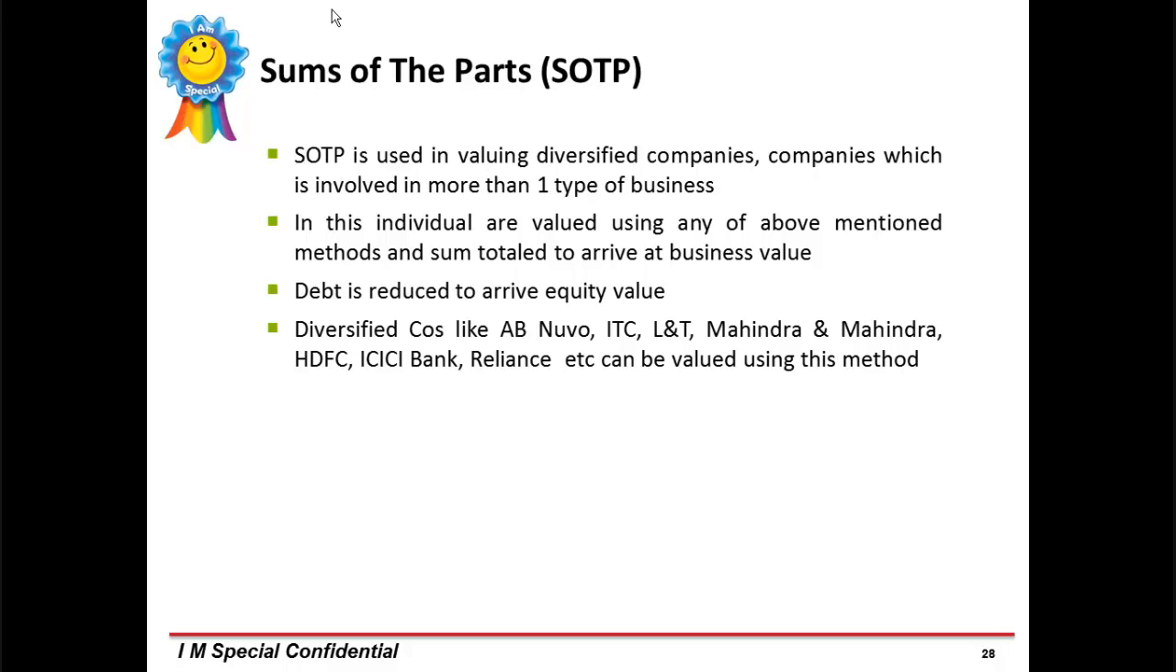Most diversified companies like Aditya Birla Nuvo, ITC, L&T, Mahindra and Mahindra Financial, HDFC, ICICI Bank, Reliance, etc. are valued using this method because they have more than one line of business. For example, Aditya Birla Nuvo, in Aditya Birla Nuvo you have manufacturing businesses. In manufacturing they manufacture fertilizer, carbon black, insulators.